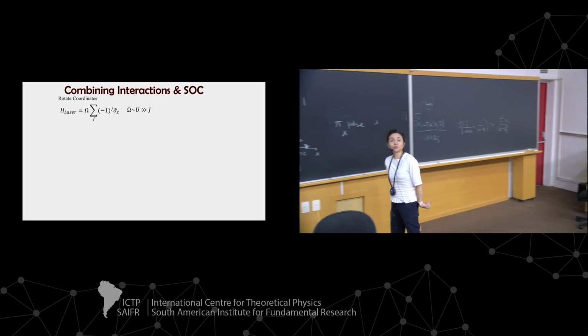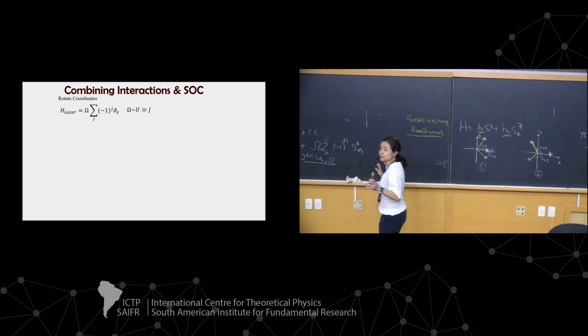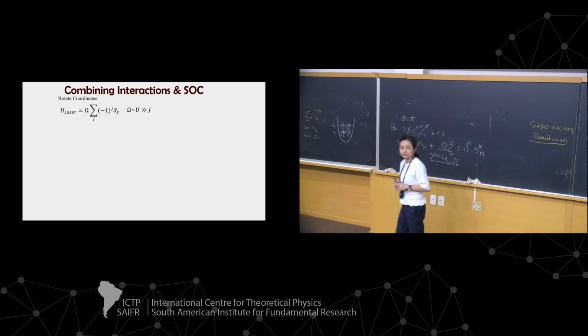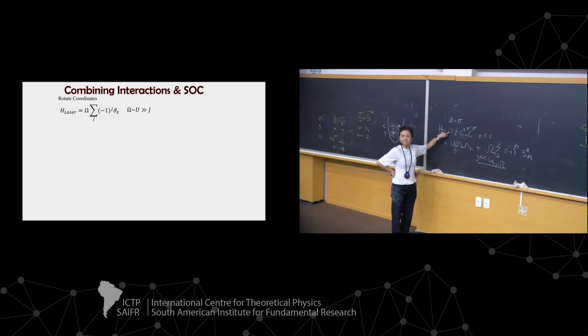Let me give you some hints to make the problem easier, so you don't have to do formal calculations. Is this system SU(2) symmetric? Yes, because the tunneling is identical for the two atoms, so it's SU(2) symmetric. Is this SU(2) symmetric? Yes, this is the Hubbard model, it is SU(2) symmetric.